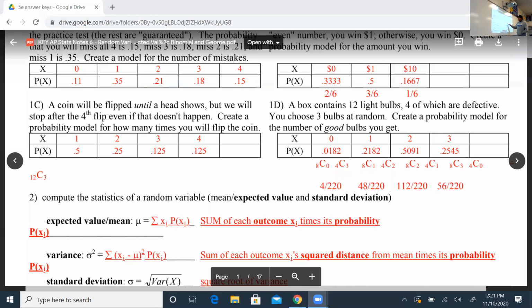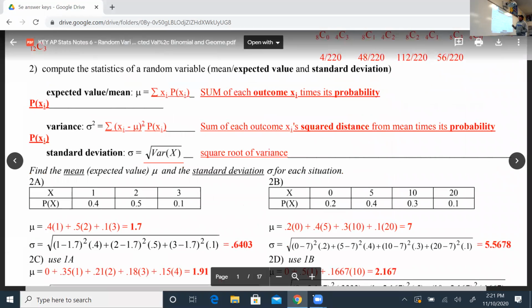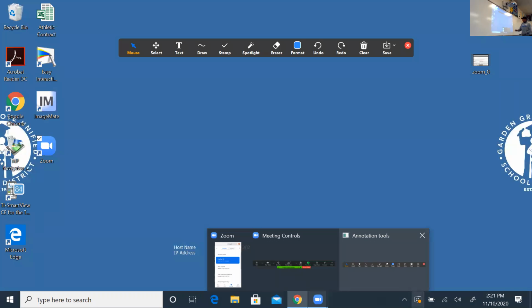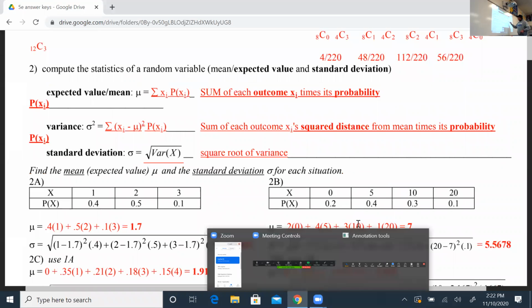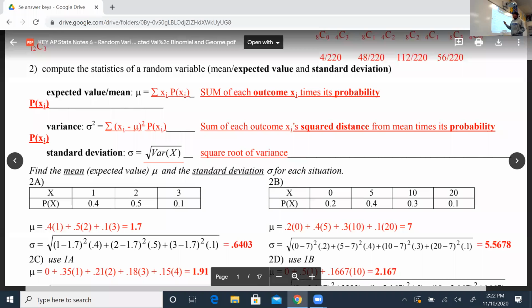Let's go on to number 2 here. Compute the statistics of a random variable. Okay, now, how do we find the expected value or the mean? The expected value is called the average or the mean.